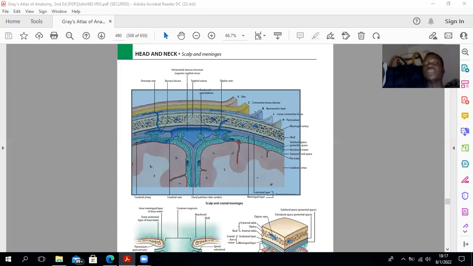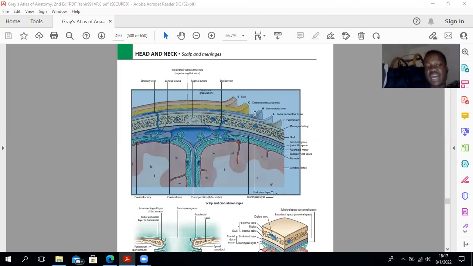Movements of the muscle, they're going to raise the eyebrows, right? Or we say they move the scalp on the skull. So if you raise the eyebrows, that's a facial expression of surprise. So it is considered a muscle of facial expression, right?